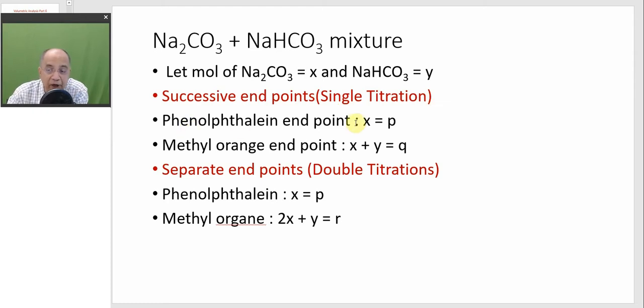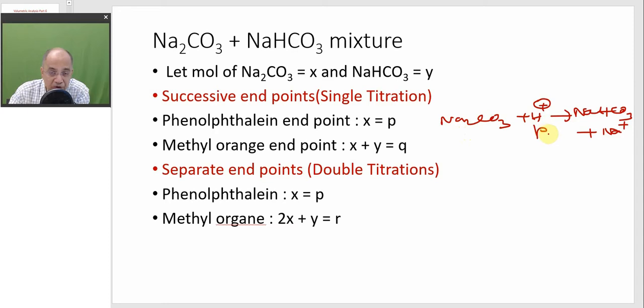In the phenolphthalein endpoint, you only find sodium carbonate will be half neutralized here, Na2CO3 plus H plus, to give you NaHCO3 plus water, plus Na plus. So whatever H plus ion will be consumed, the same will be the number of moles of sodium carbonate. So supposing P quantity of H plus ion is used, P moles, then P is equal to X. This is not reacting. This is remaining as such.